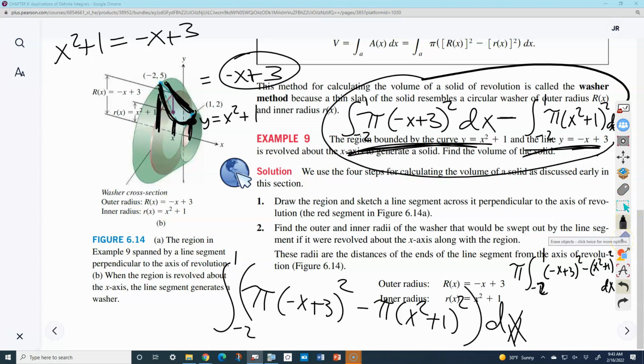Can I erase this? Anybody trying to get anything from it? Zay? Okay.